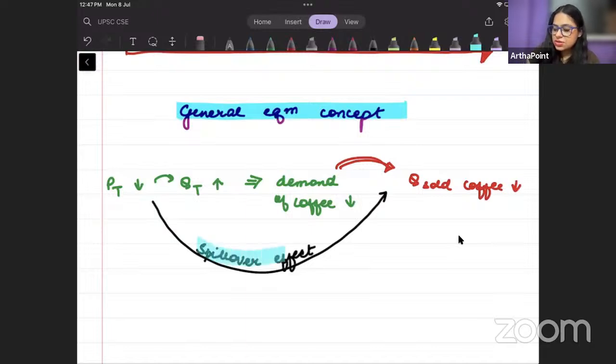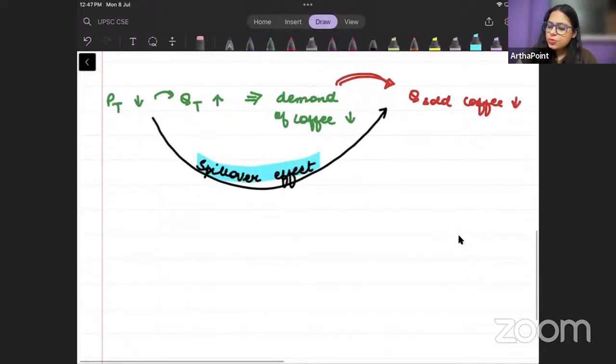This becomes the spillover effect. Now, suppose we analyze this further, that okay, the quantity demanded of coffee decreased and therefore the quantity sold in the market of coffee decreased. Now, next year, these coffee producers will think, we already have stock of coffee with us. We still have quite a lot of the earlier coffee left, right?